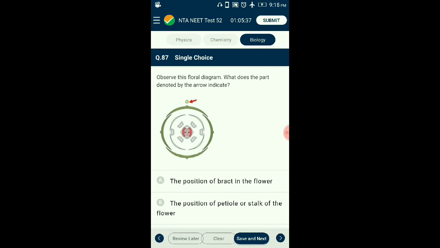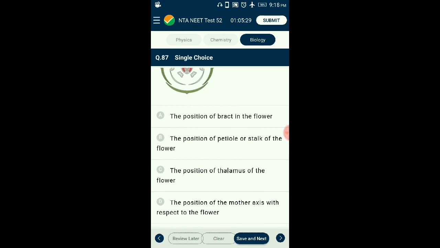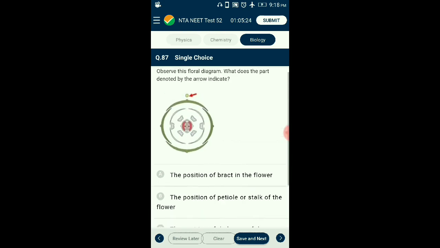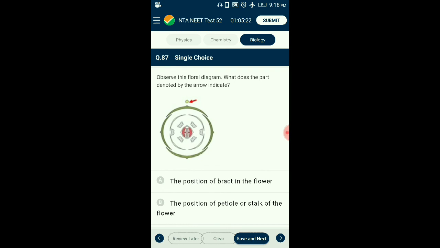The floral formula also shows cohesion and adhesion within parts of whorls and between whorls. So the answer for this question is option D. The position of the mother axis with respect to the flower is what is marked in the floral diagram.